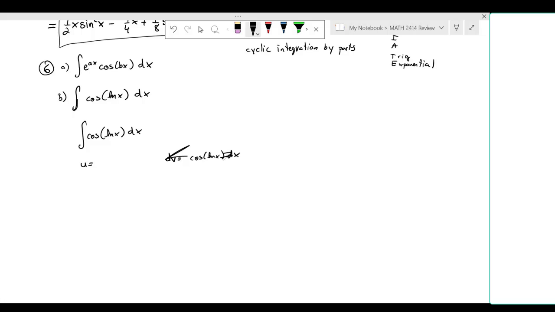Okay, it seems like one of these buttons is an eraser, right? Okay, well, never mind.